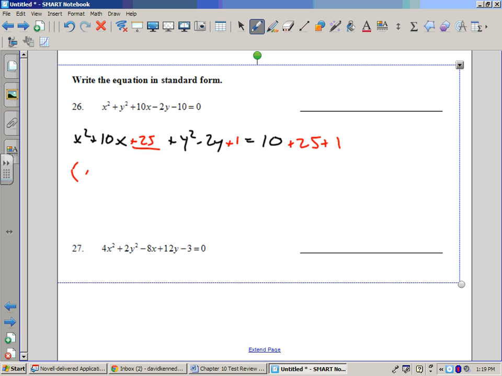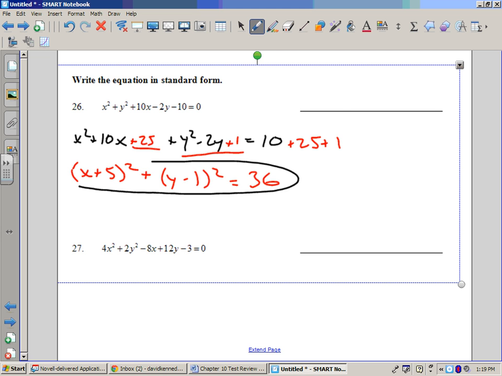This is a perfect square. It's x plus 5 squared. This is a perfect square. It's y minus 1 squared is equal to 36. So there you go. That is the equation in standard form. That's a circle. x minus h squared plus y minus k squared is r squared. So I would just take this and move it here.